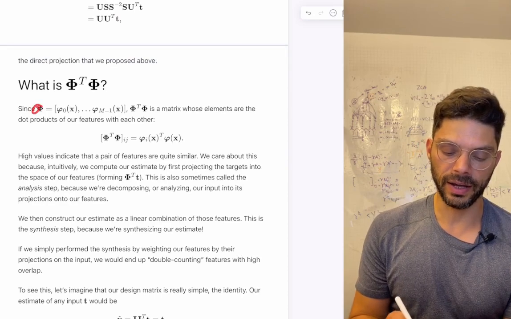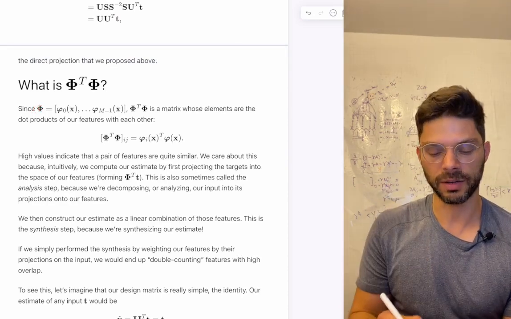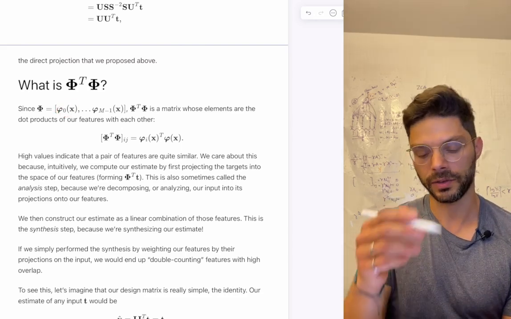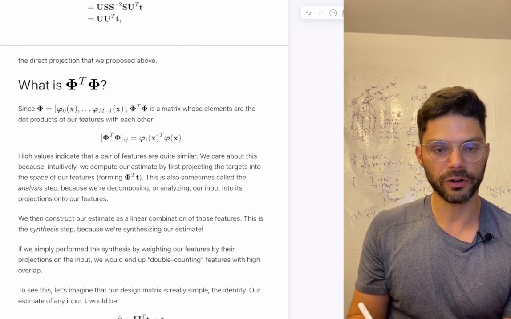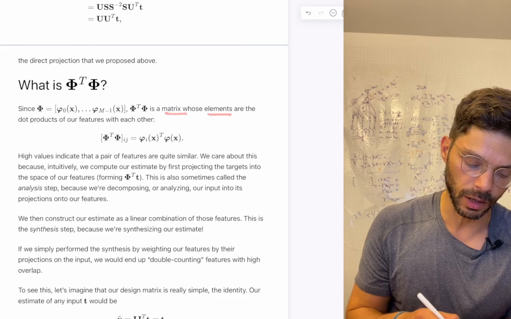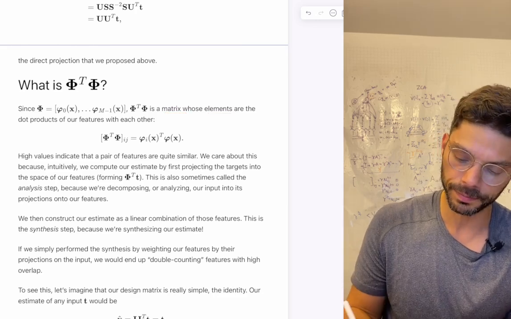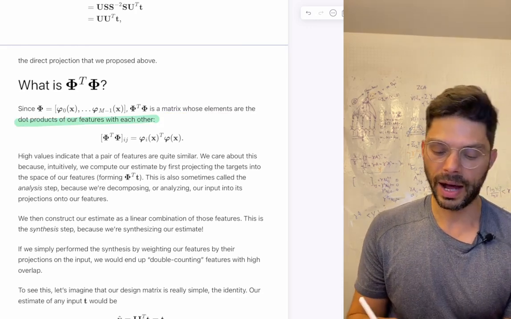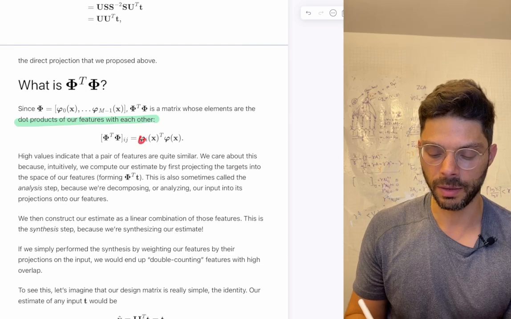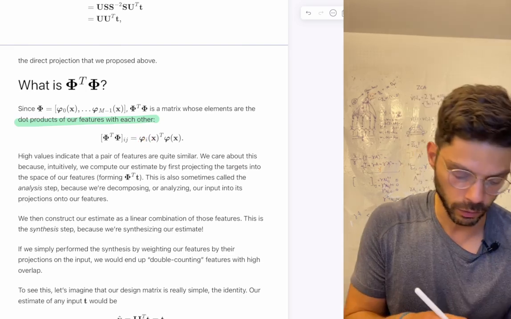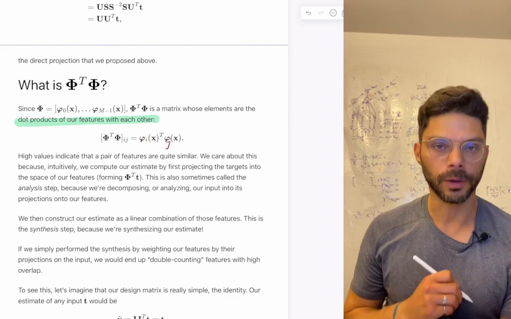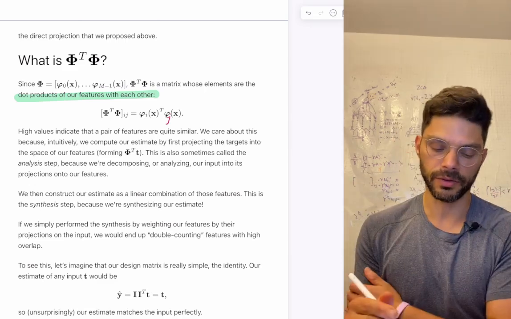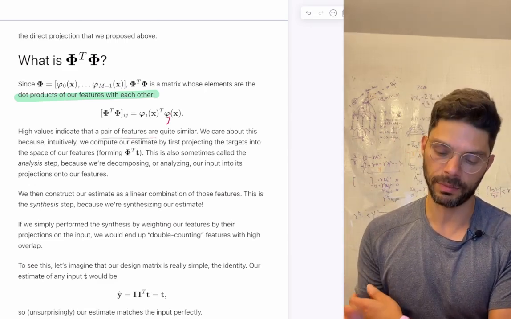Now, since phi is this matrix, our design matrix can be seen as a bunch of our features evaluated on all our data points. This phi transpose phi is a matrix whose elements are the dot products, kind of the overlaps of our features with each other. So if we look at the ijth element, it's going to be the ith feature projected onto the jth feature. And so high values, relative to the others, indicate that a pair of features are quite similar.